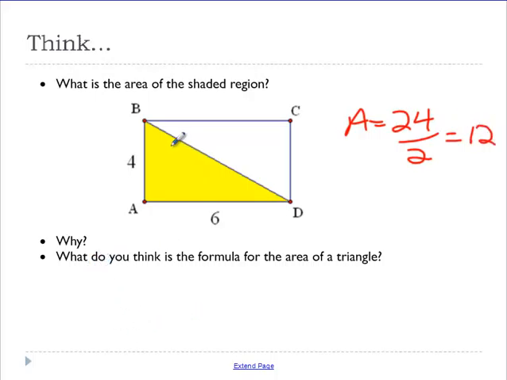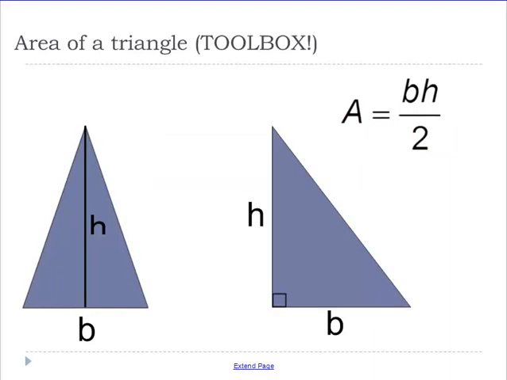Alright? Now, half the rectangle is a triangle. So whatever my area of a rectangle is, base times height, I divide by 2 to get my area of a triangle. Area of a triangle is base times height divided by 2, or some of you, and I'm more comfortable writing it this way, 1/2 base times height. Those two really are the same thing.